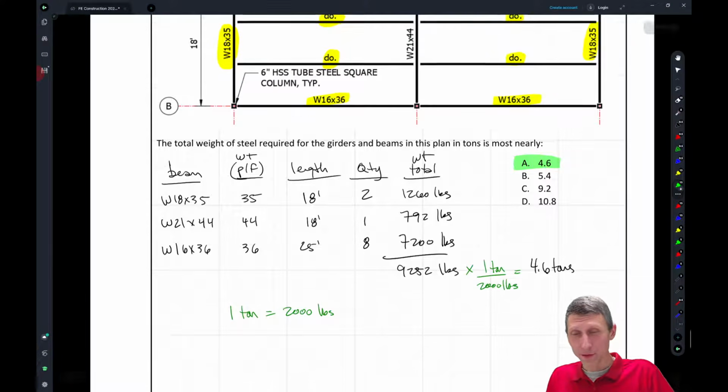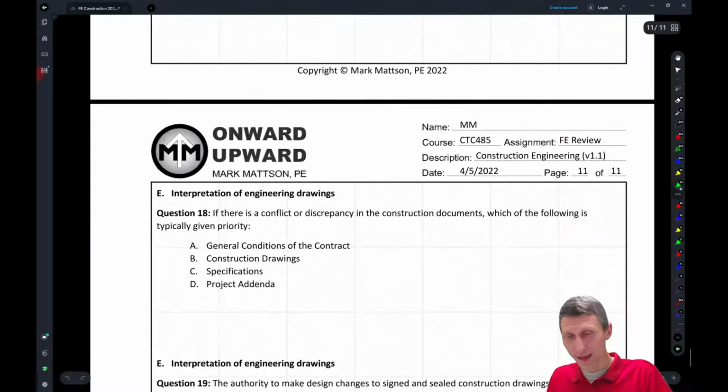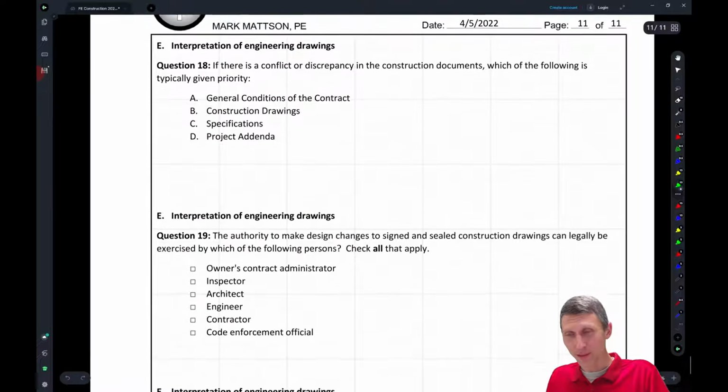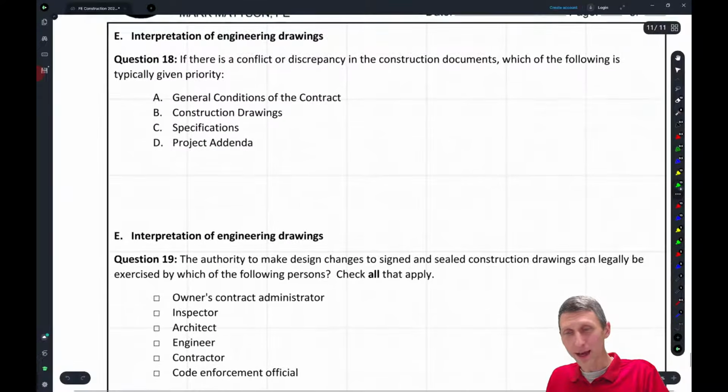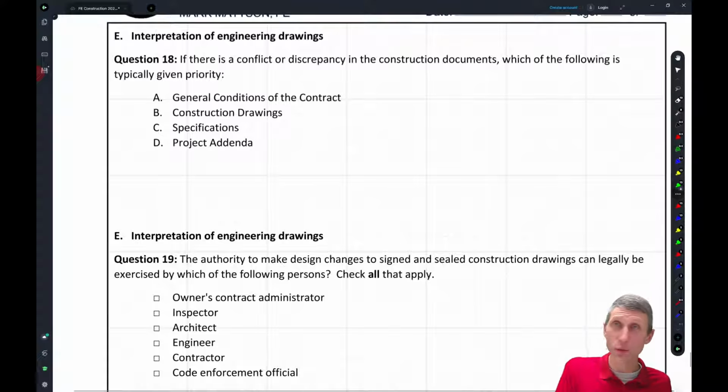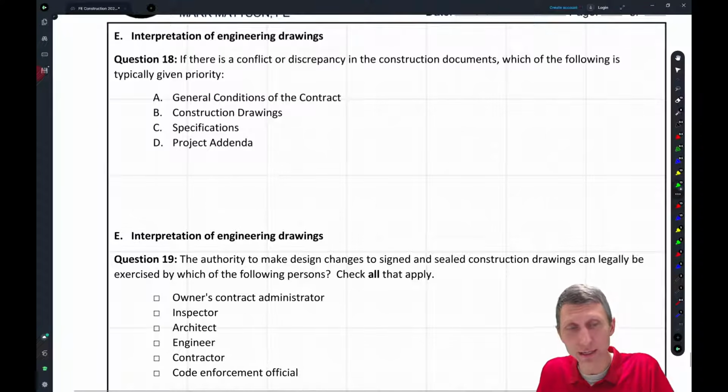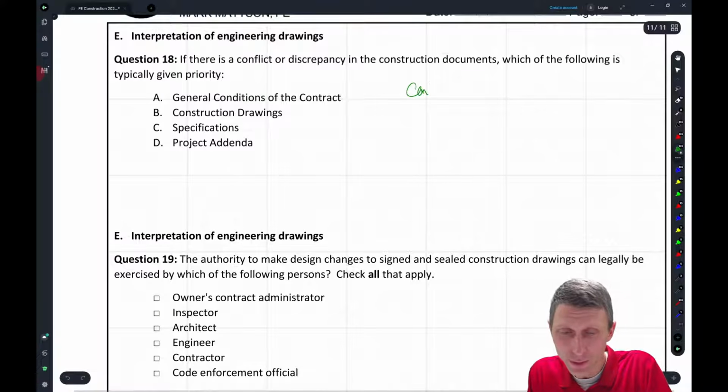All right, so let's keep going here, and just a couple questions left. But if there's a conflict or discrepancy in the construction drawings, we're getting into interpretation of drawings here. We did a little bit of that with the last 2 questions, but if there's a conflict, typically you're going to take the most specific one. So what are contract documents made up of? So contract documents are typically made up of what?